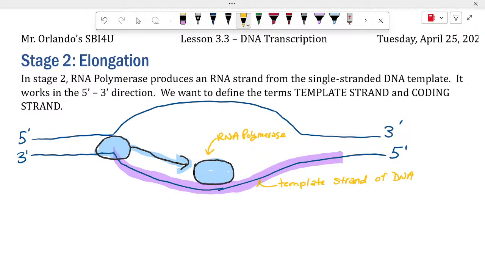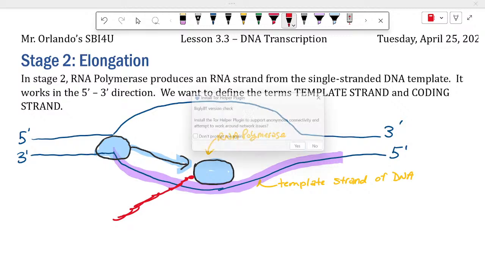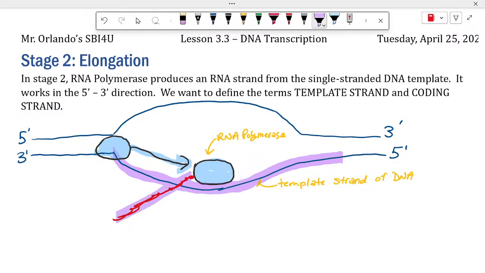Well, RNA polymerase is going to be producing a complementary strand of mRNA the whole time. Does that make sense? It doesn't match the template strand. It should be complementary to the template strand. So, this is an mRNA strand.